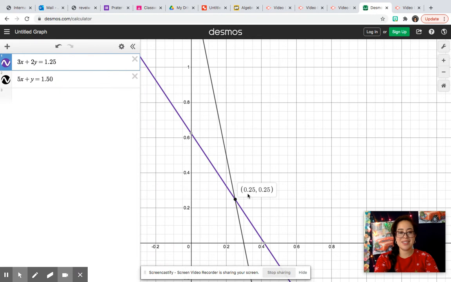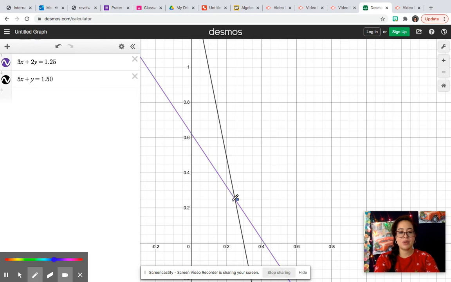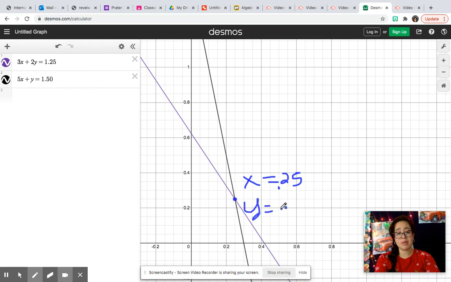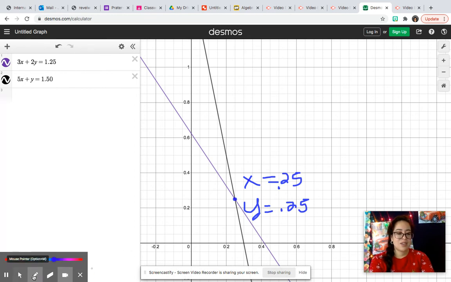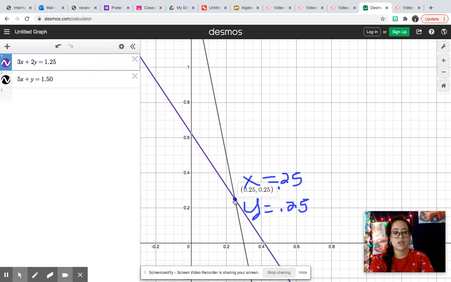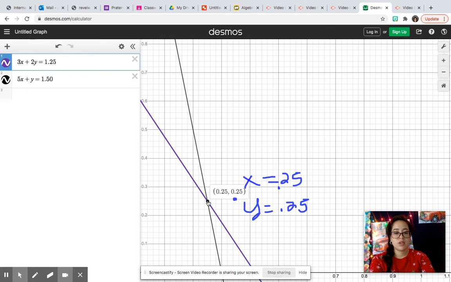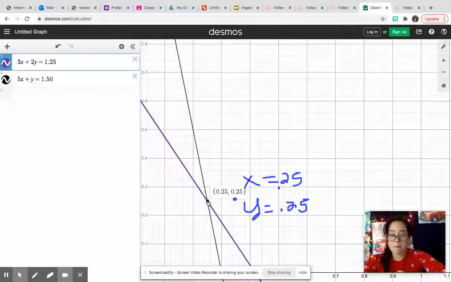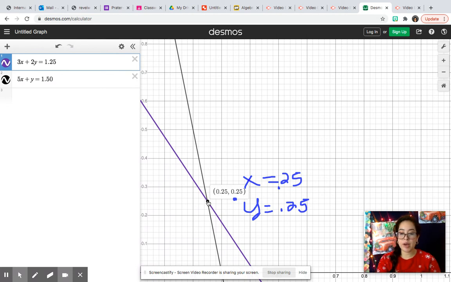What? That's crazy. So apparently X is equivalent to 25 cents, whereas Y was equal to 25 cents. I guess the mangoes and the apples had the same cost. That's interesting. So let me just show you guys again. There it is. 25 and 25. The cost per mango was 25 cents and the cost per apple was 25 cents. So that is my answer.